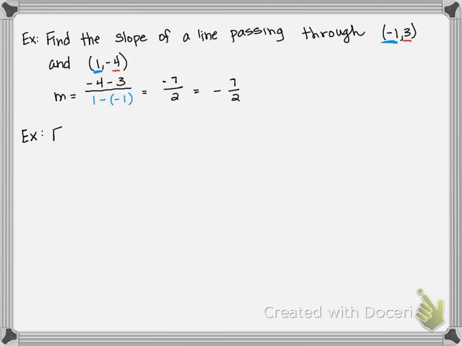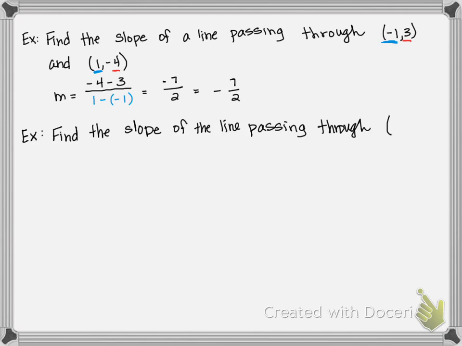So here's one for you guys to try. Find the slope of the line passing through 3, 4, and -6, 10.